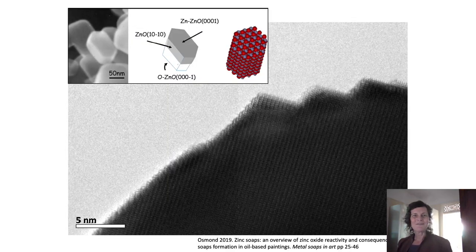Parts of the process I have just outlined have amazingly been captured with high magnification imaging techniques at the University of Queensland. This first image is of a zinc oxide particle taken at 600,000 times magnification using transmission electron microscopy. Rows of individual atoms are discernible, helping us conceive how zinc atoms can be progressively extracted from the pigment surface via reaction with carboxylate groups in the oil medium.